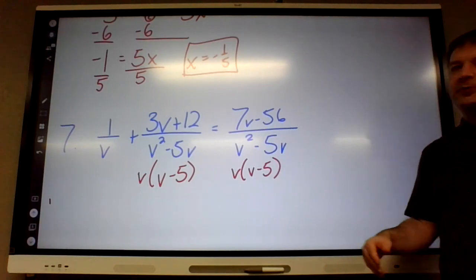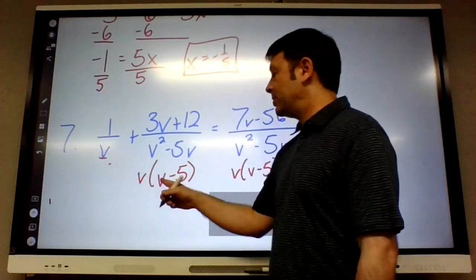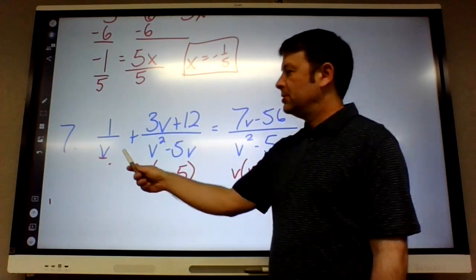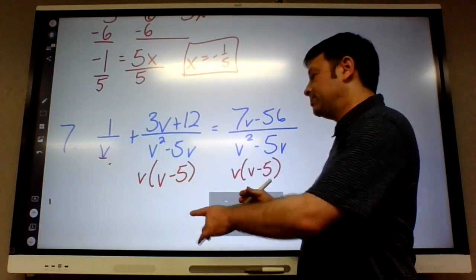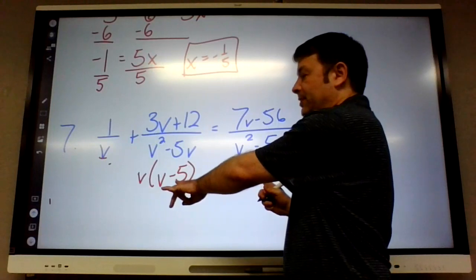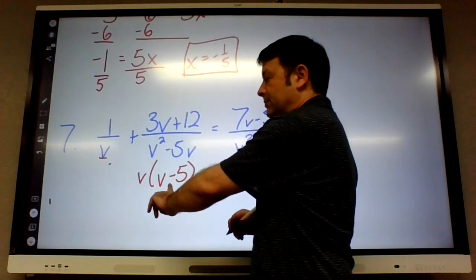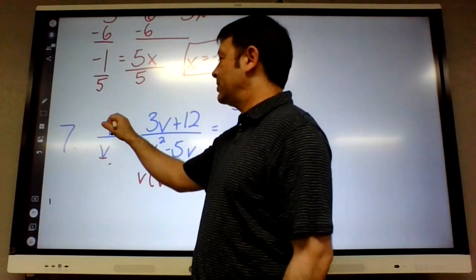Okay, that just helps because now if we look at our 3 denominators, what are all of these going to go into? Well, they all have a v, so we need a v, and they all have, or 2 of them have a v minus 5, so we need a v minus 5. So the common denominator is v minus 5. So that's what we need to multiply by.